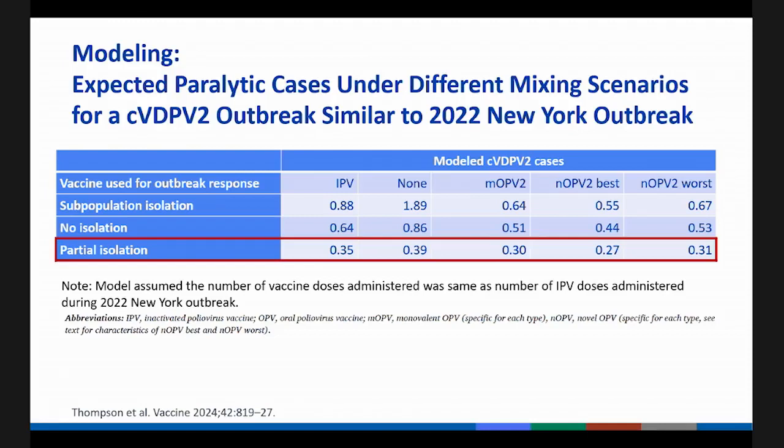They concluded that use of any type of OPV2 would likely have ended transmission slightly earlier than with IPV alone. However, as you can see here, less than one additional paralytic case was predicted in all IPV or OPV2 vaccine scenarios.